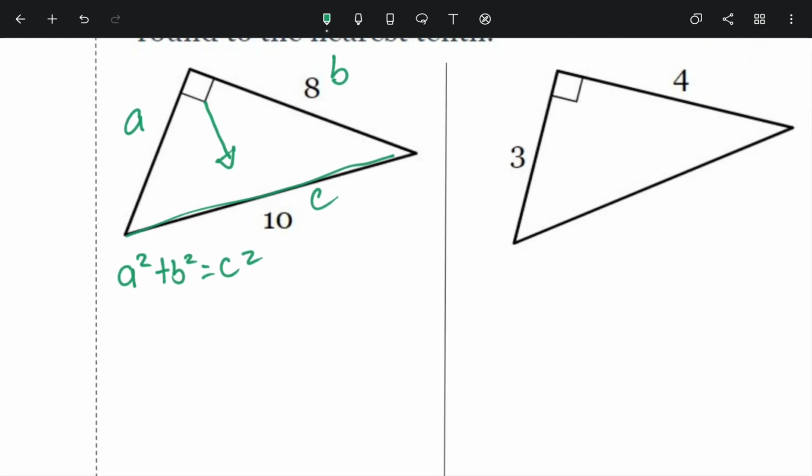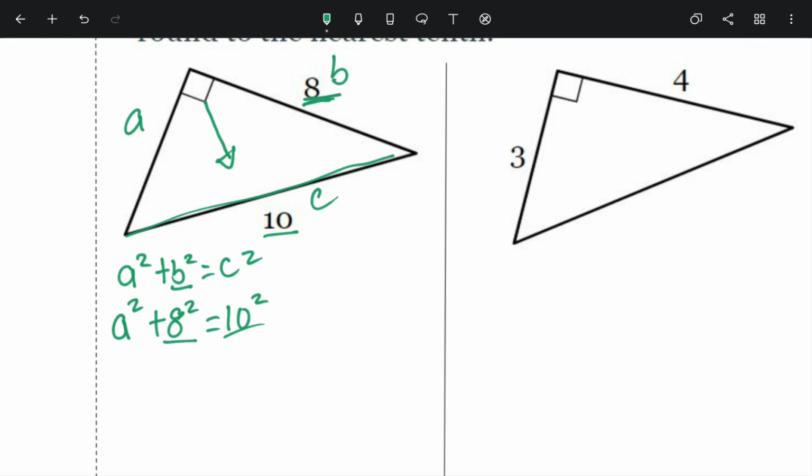Now I'm going to plug in our known values. So we don't know what a is. That is what we are looking for. We do know b is 8. So I'm going to plug that in for b. And we know c is 10. So I'm going to plug that in for c. So now we have a squared plus 8 squared equals 10 squared.